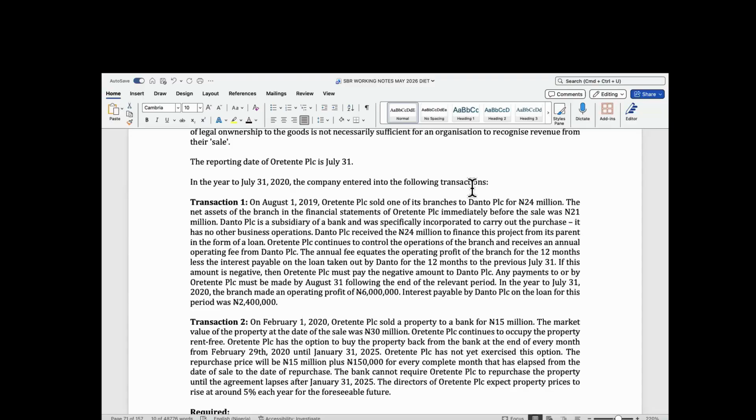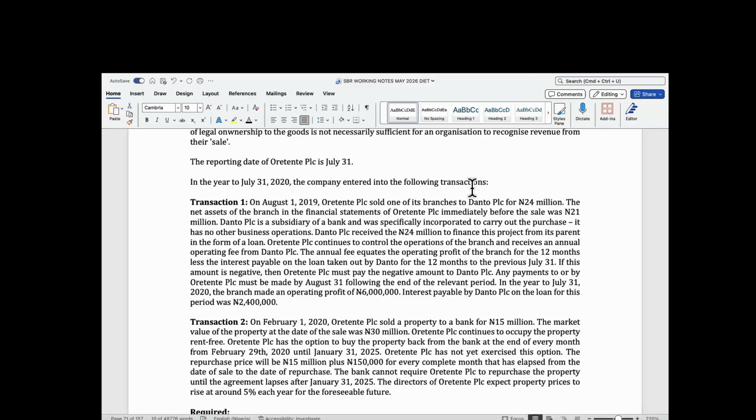In the year to July 31st, 2020, the branch made an operating profit of 6 million. Interest payable by Danto on the loan for this period was 2.4 million. So what do we do about this? What do we do about this?